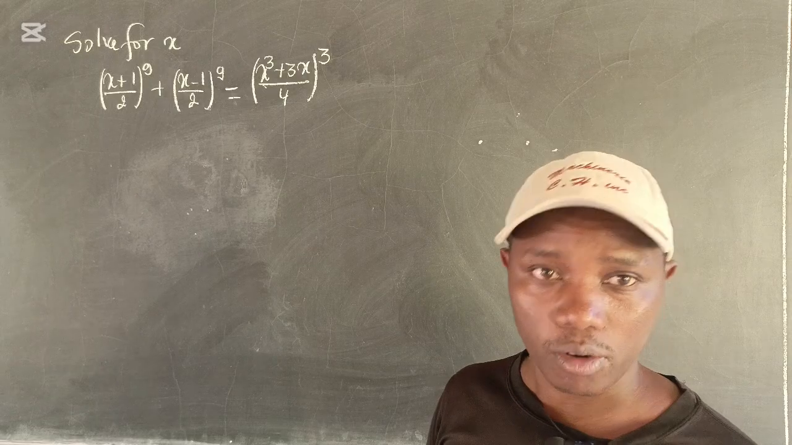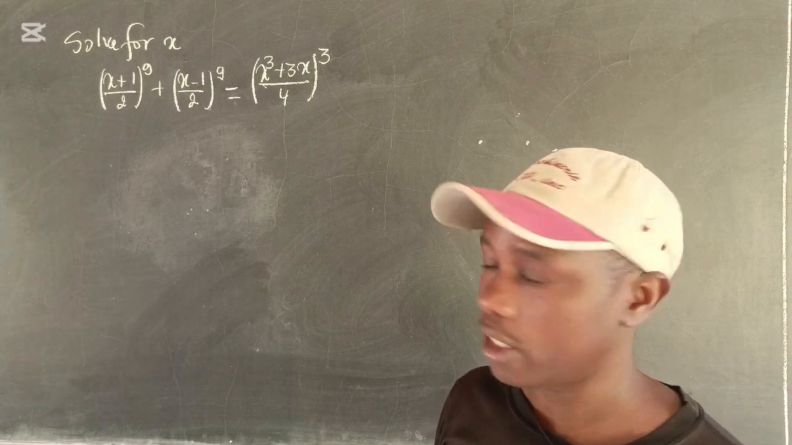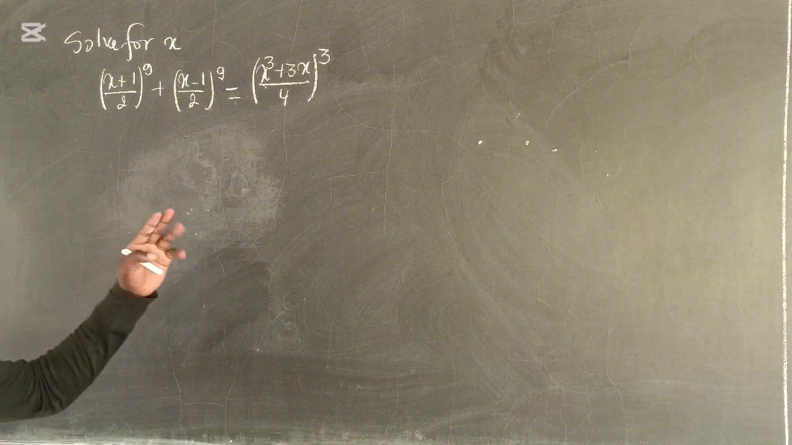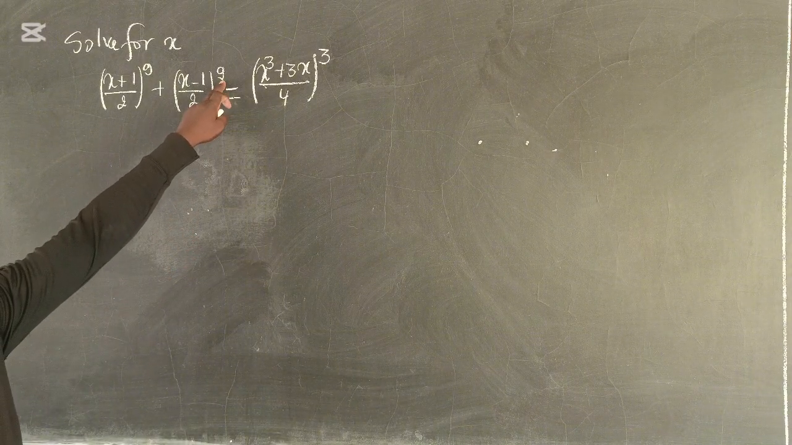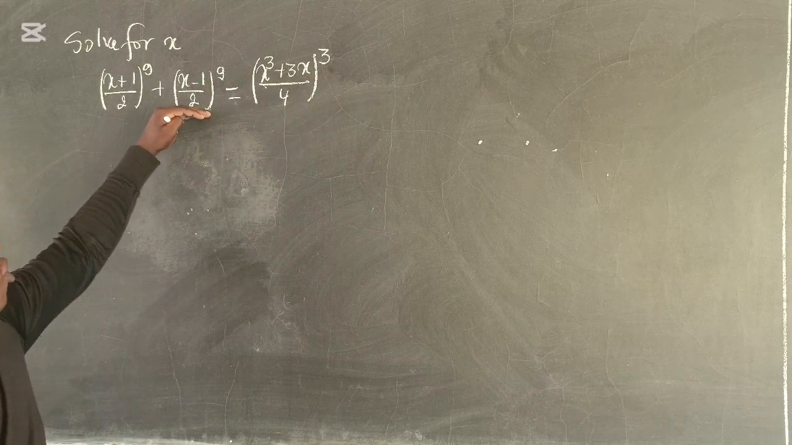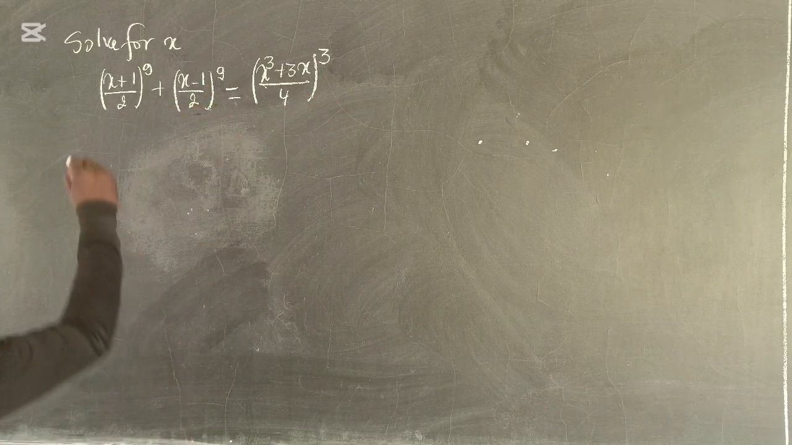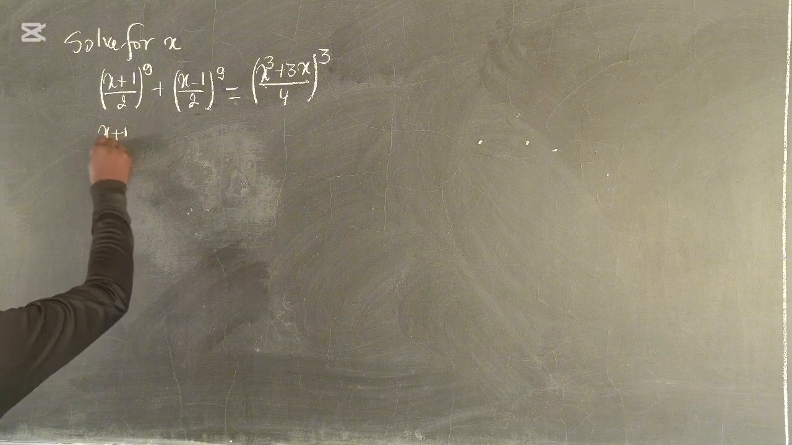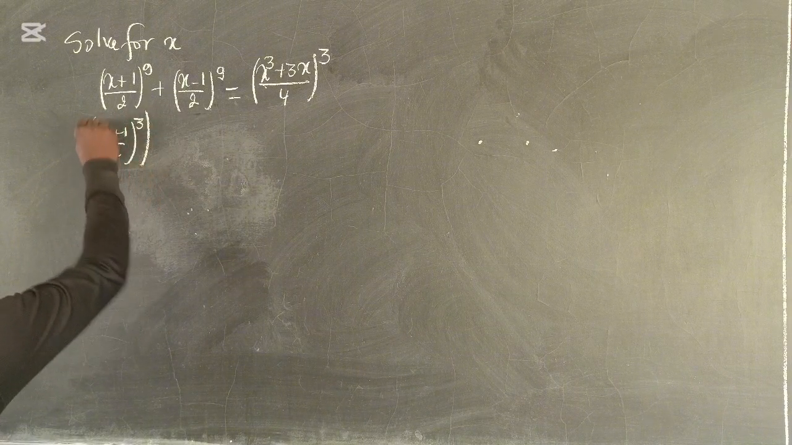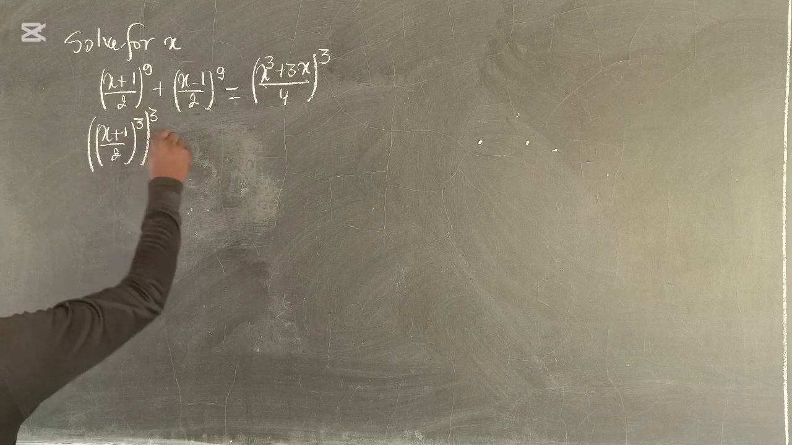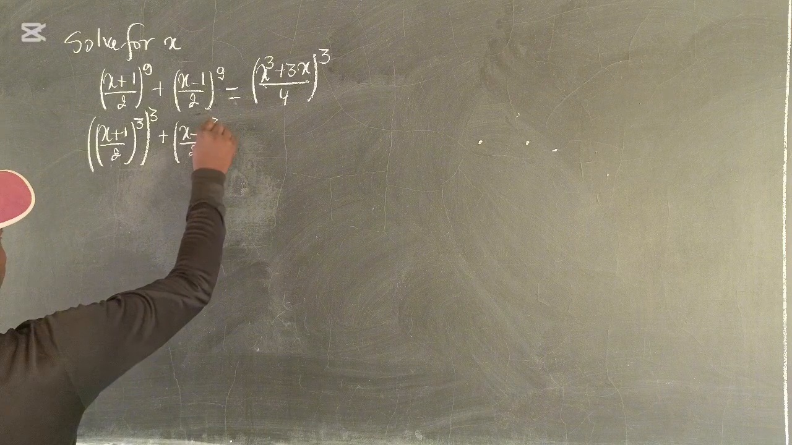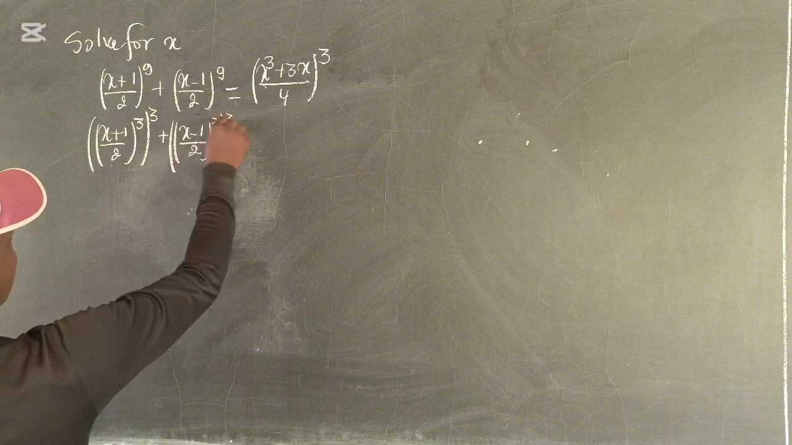Let's now start with our question. Let's start by transformation, because here we have the power of 9, but here the power of 3. We want to convert this to the power of 3. Here is x plus 1 over 2 power 3, plus x minus 1 over 2 power 3.